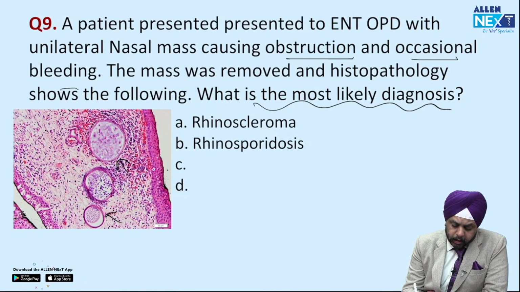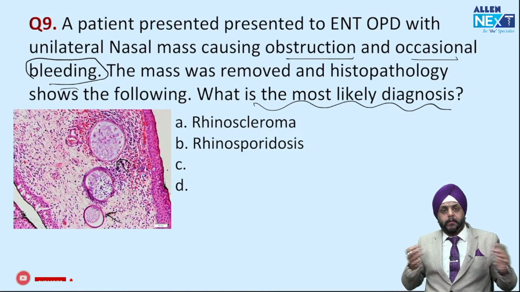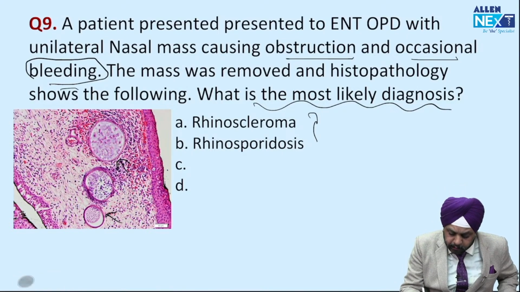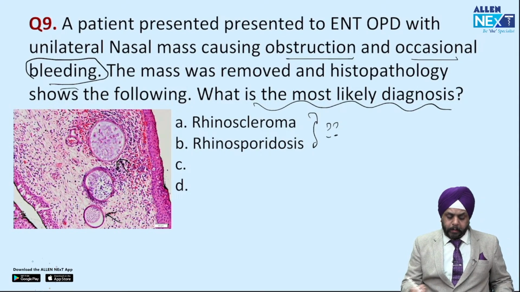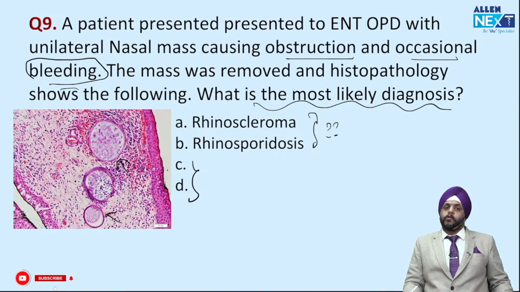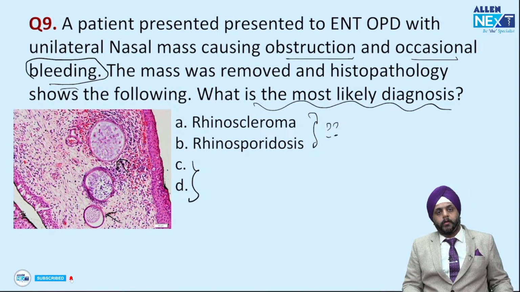Okay, so unilateral mass, occasional bleeding. Now, the confusion is generally between two things, rhinoscleroma or rhinosporidiosis. So that is why students had put these two options to me. I don't remember the remaining two options because students didn't remember them. They were confused between these two things, rhinoscleroma or rhinosporidiosis.